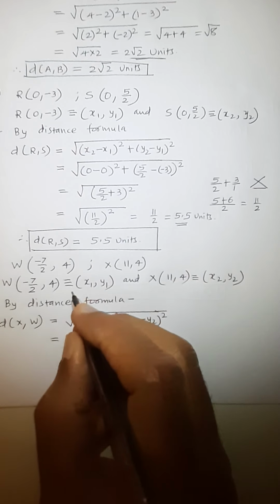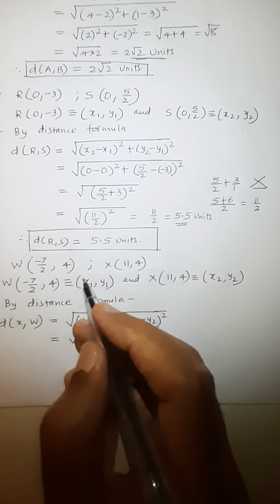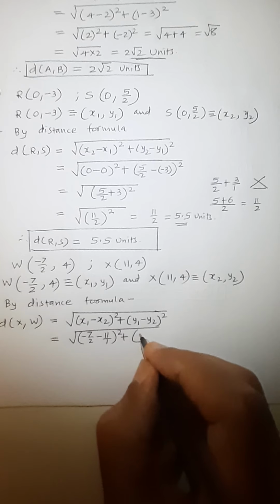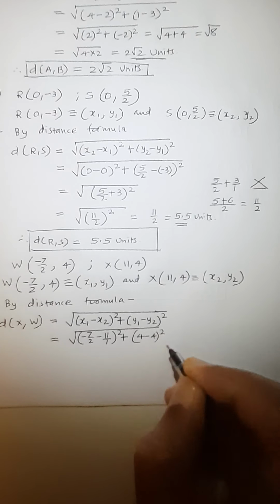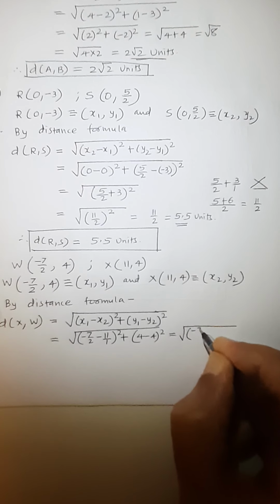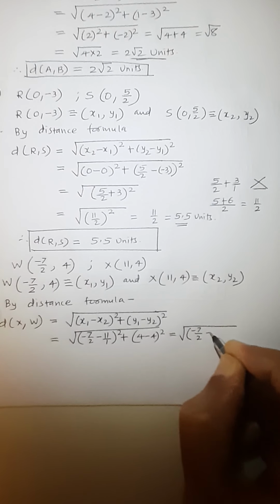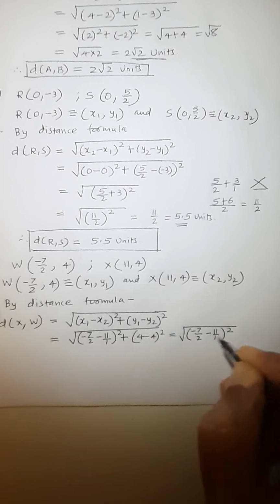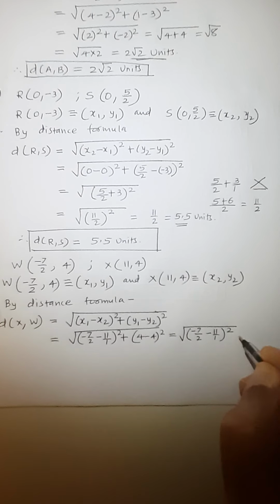y1 is 4 and y2 is also 4. 4 minus 4, 4 minus 4 the whole square. So which can be written as minus 7 upon 2 minus 11 upon 1 the whole square only, because 4 minus 4 will be 0 square, which will be 0.